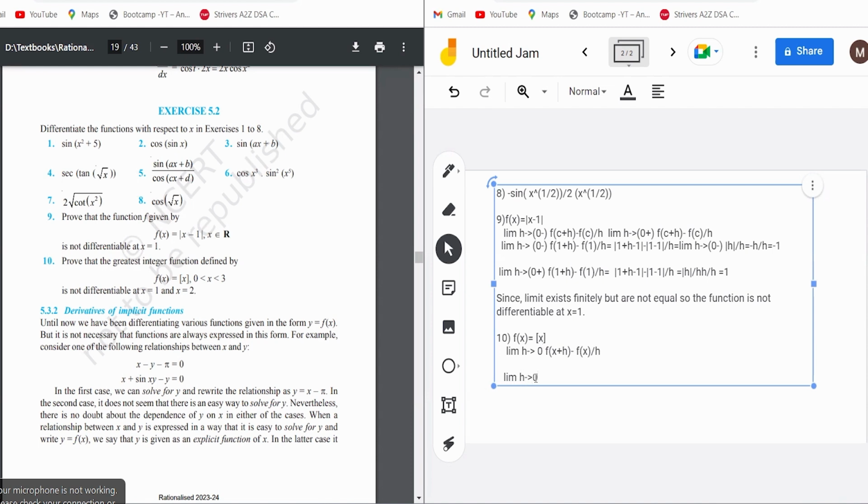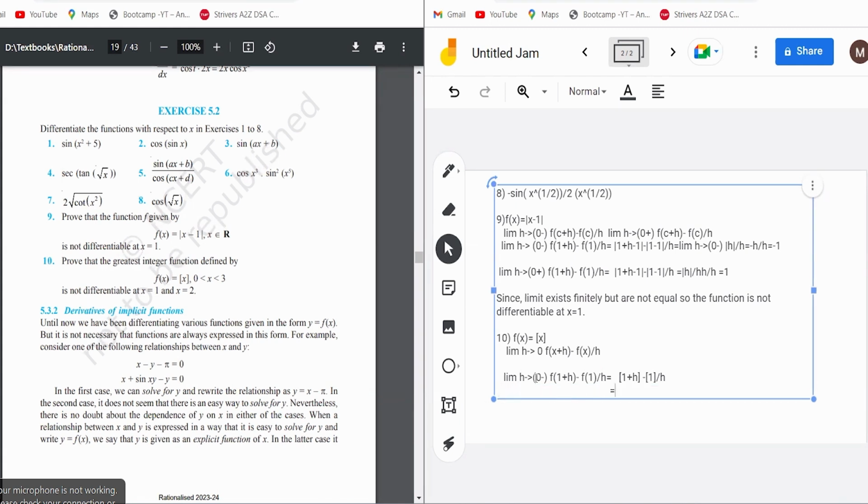Limit of h tending to 0. Now, since I have to take two cases, 0 minus and 0 plus. So f of, instead of x, I will put 1 because I'm checking for 1. So f of 1 plus h minus f of 1 divided by h. Simple. So from here, I can say that it would be greatest integer function of 1 plus h minus greatest integer function of 1 divided by h. Okay. Now just put the limit.